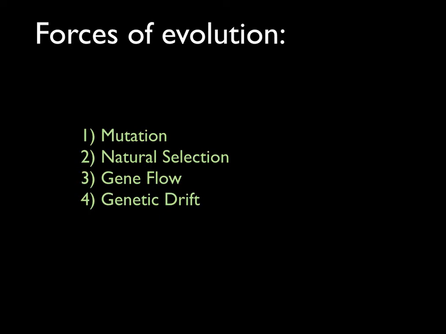So sometimes you just get the composition of genes and alleles within a population changing over time due to random events like lightning strikes or population shrinking, and some people randomly survive and some don't. Okay, let's talk about natural selection now.